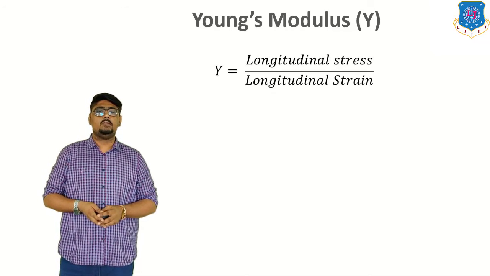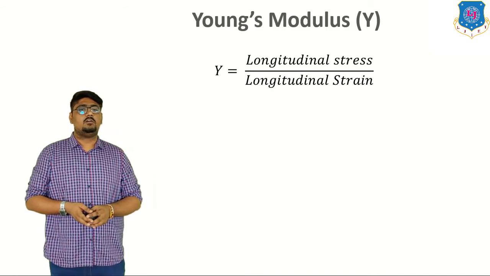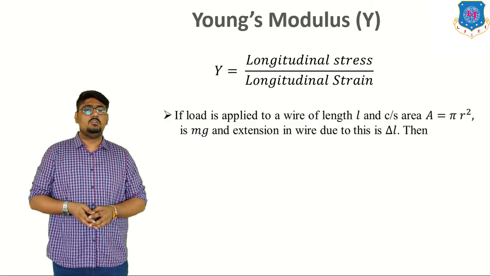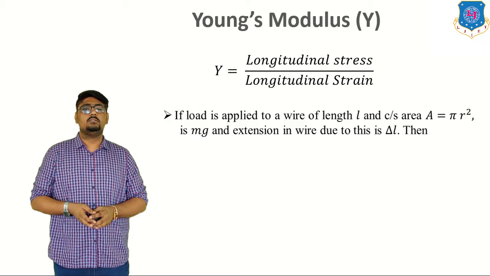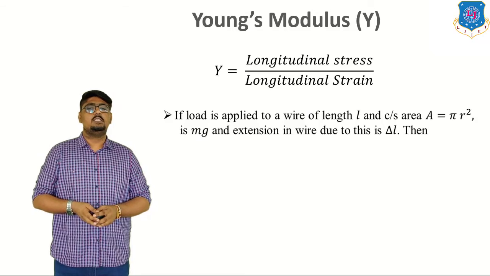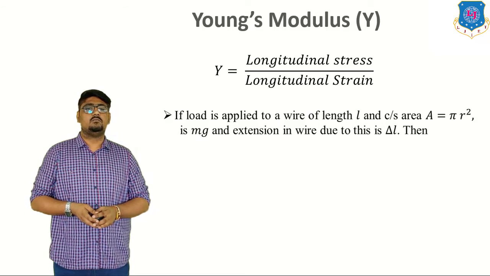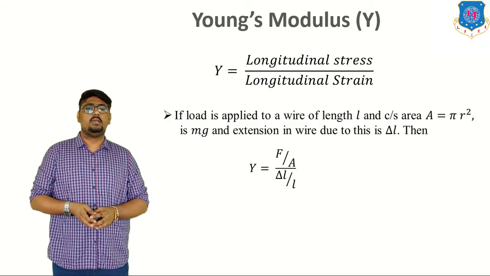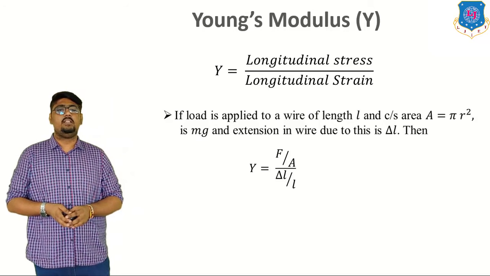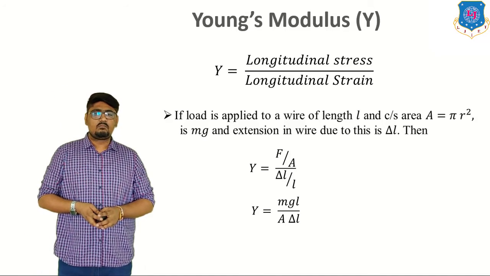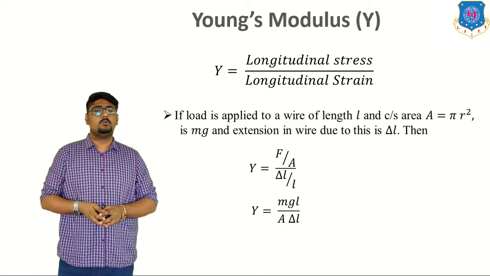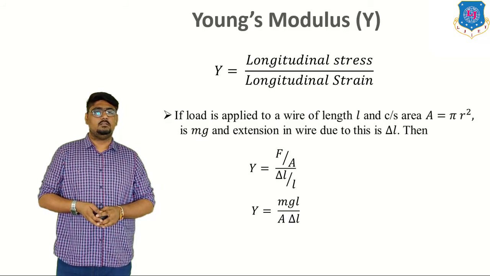If the load is applied to a wire of length L and cross-sectional area A equals pi r square is mg, and the extension in the wire due to this is delta L, then Young's modulus Y is given as longitudinal stress, force upon area, and longitudinal strain, delta L by L. So the equation becomes Y is equal to mgL by A delta L. Here it is important to note that the unit of Young's modulus is Newton upon meter square or the Pascal.